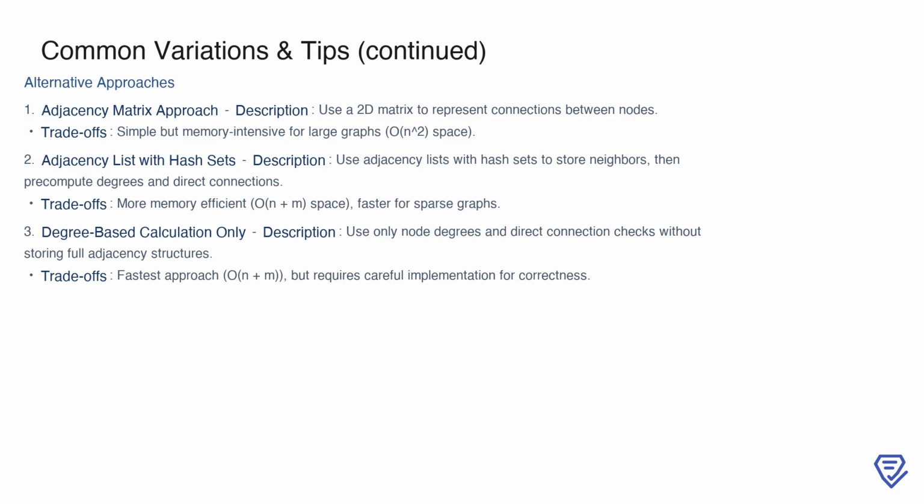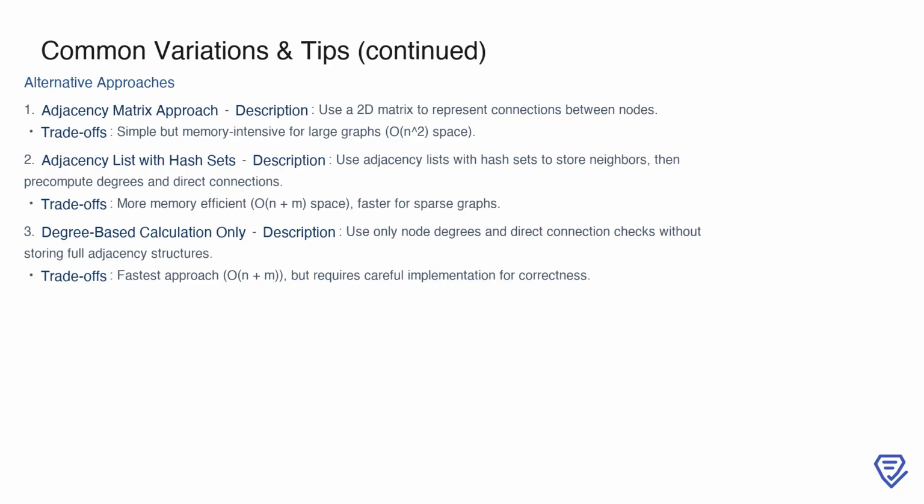There are several alternative approaches to solving this problem, each with its own trade-offs. Using an adjacency matrix is a straightforward method to represent connections between nodes, but it can be memory-intensive for large graphs, requiring n² space. A more efficient option is using adjacency lists with hash sets. This approach stores neighbors in a compact way, pre-computes degrees, and tracks direct connections, making it faster and more memory efficient, especially for sparse graphs.